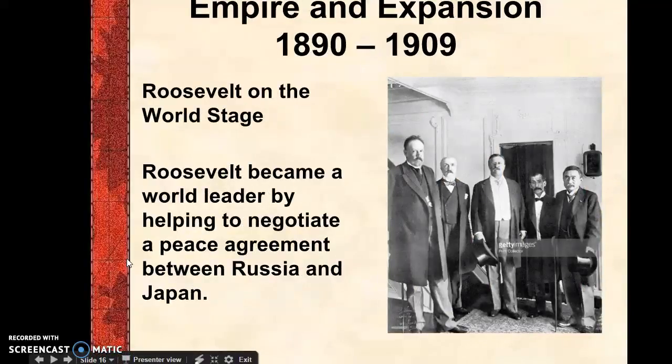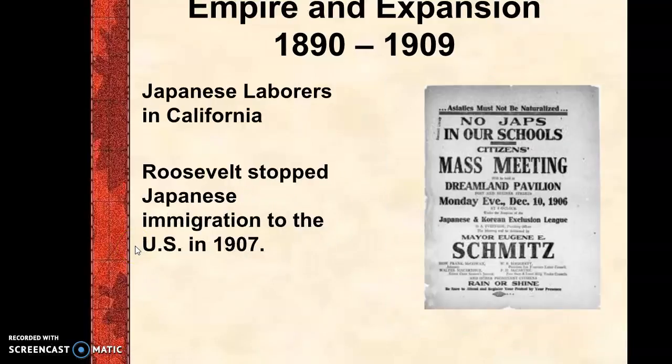Roosevelt on the world stage. Roosevelt became a world leader by helping to negotiate a peace settlement between Russia and Japan. The Russo-Japanese War was a conflict between Japan and Russia in 1904 and 1905, and Roosevelt offered his services to broker an agreement between those two countries, and I believe he won the Nobel Peace Prize for his efforts. Next slide.